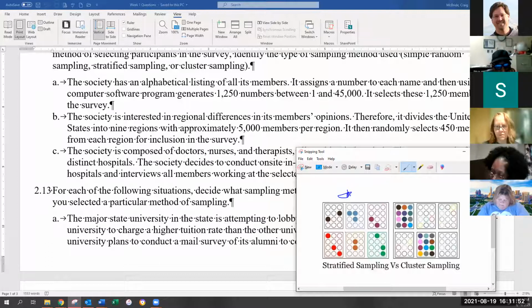I really think you need to concentrate on this picture, because it illustrates it really well. If you're taking a little bit from every group, it's stratified. If you're taking all of it from some of the groups, it's cluster. From this description, it should be fairly obvious that it's stratified, because they took 450 from each region. So they're taking some from every group, and that is stratified.